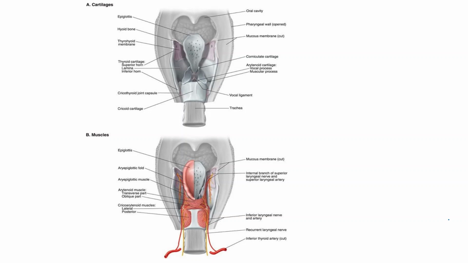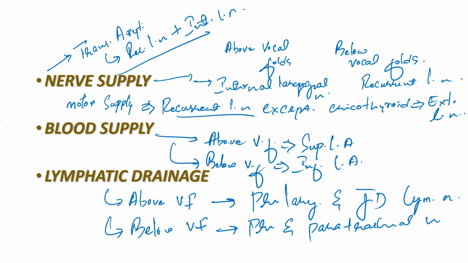Therefore, the rima glottidis, that is the area between the two vocal folds, acts as the watershed line of the larynx, as all the supply above the vocal fold is different from that of the area below the vocal fold. So that's all about the nerve supply, the blood supply and the lymphatic drainage of the larynx.